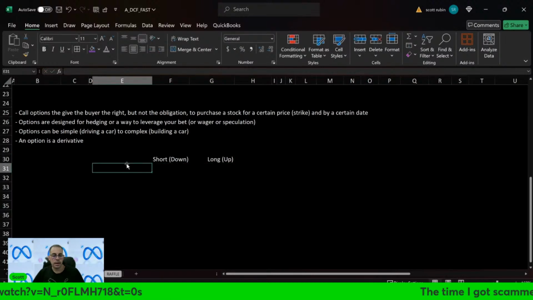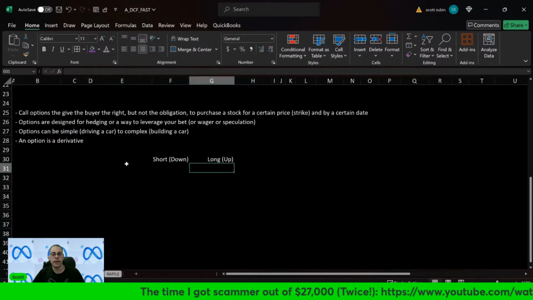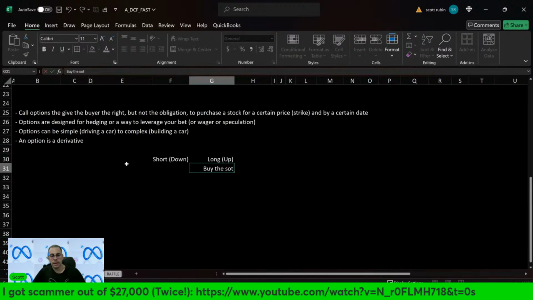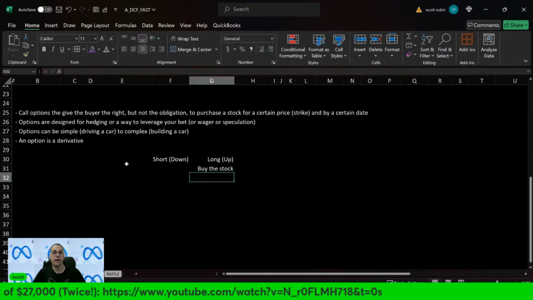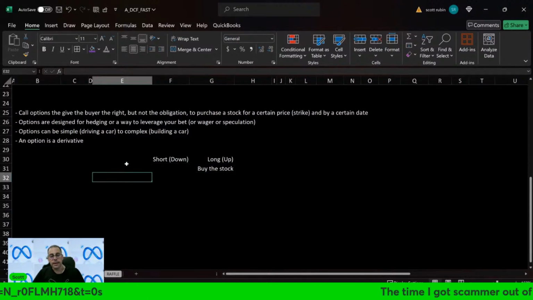So how do you long something? How do you short something? Well, the most common way to long something is just to buy the stock. So if you're buying the stock, you're longing it. You're betting it's going to go up. You hope it goes up.